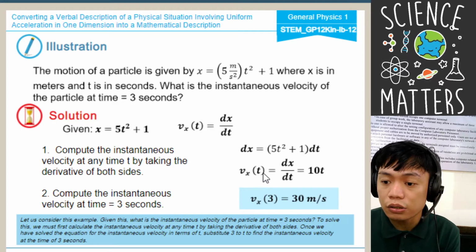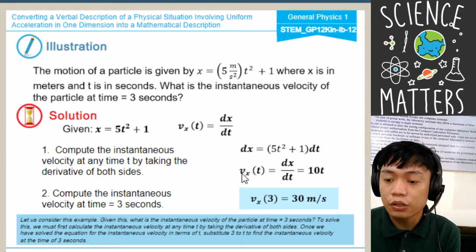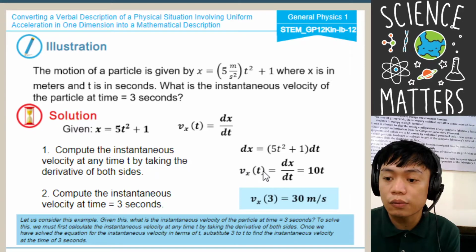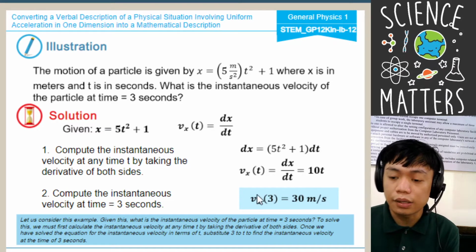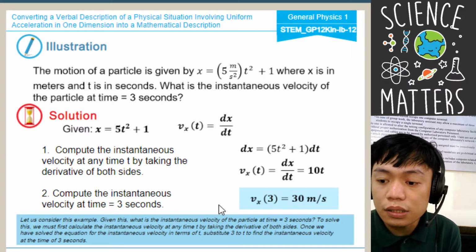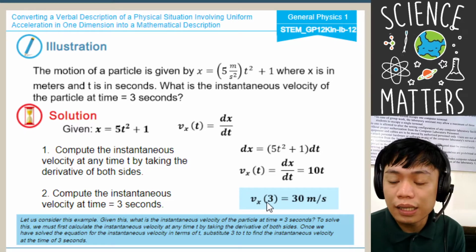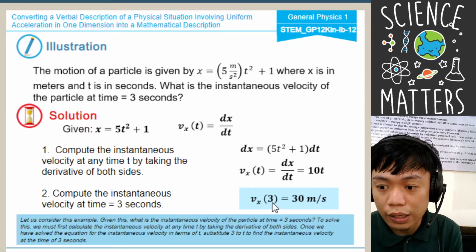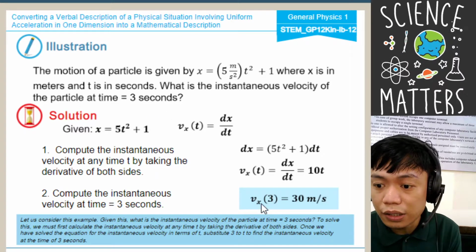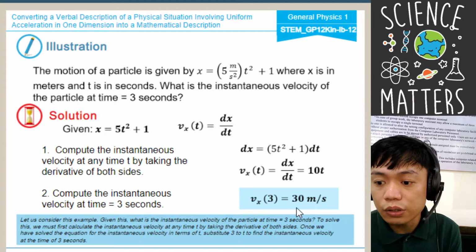So you can also use that. Then you can use this formula whereas instantaneous velocity is equal to dx divided by dt, and it is equal to 10t. Okay, now to get the instantaneous velocity, we just have to substitute the 3 here. Okay, so we have to substitute the seconds or the time here. Then at t equals 3, it is equal to 30 meters per second.